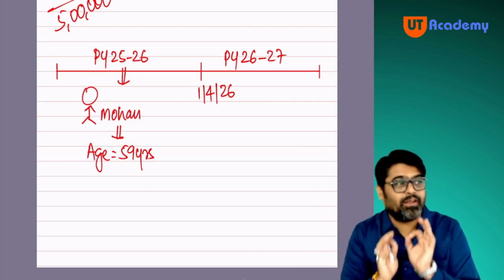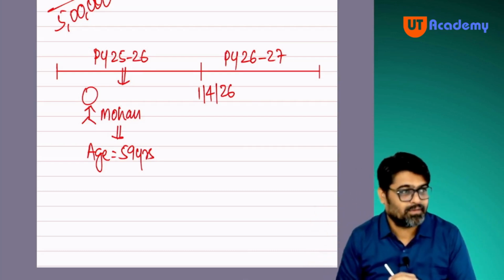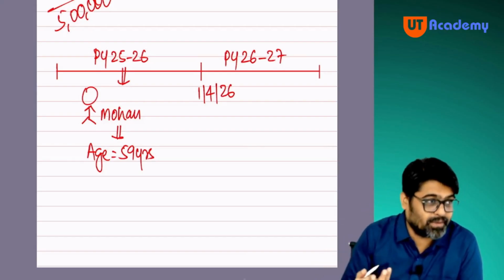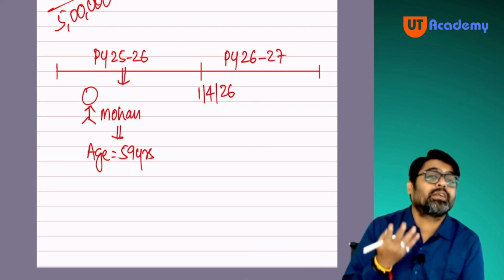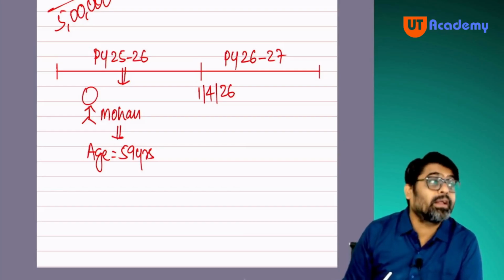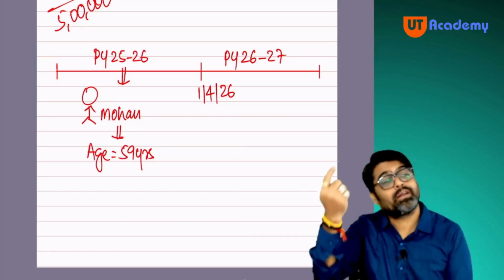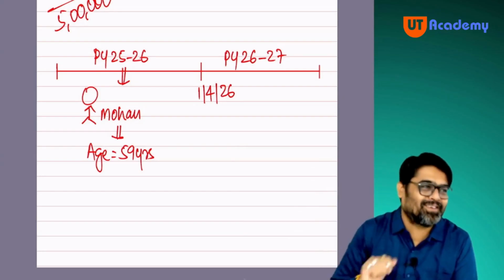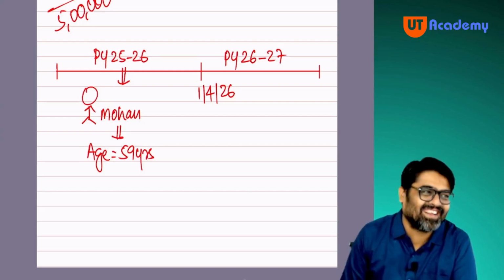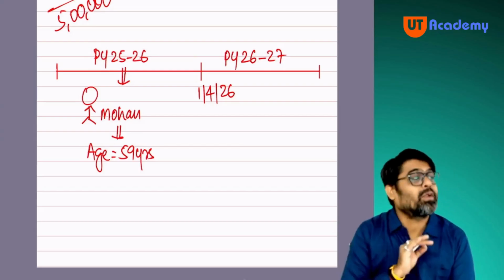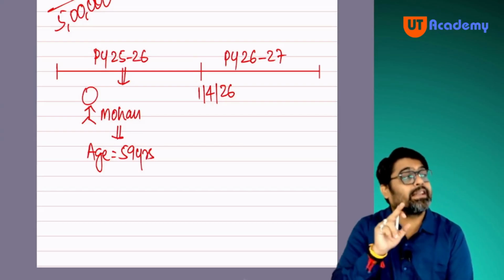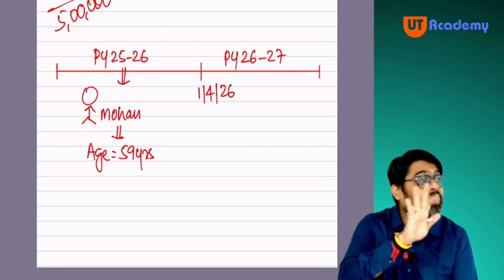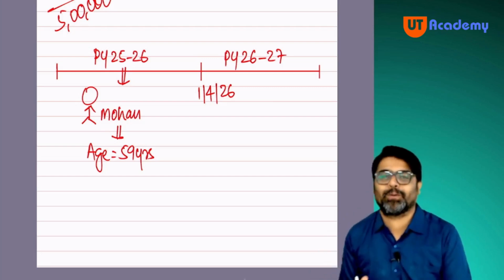Now tell me, if he is 59 years old right now, he will celebrate his 60th birthday on 1st April. So he will become 60 years old during this previous year or next previous year? Wrong. He will not attain the age of 60 in the next previous year. He will attain the age of 60 in this previous year only.